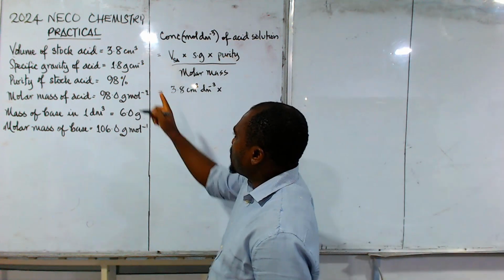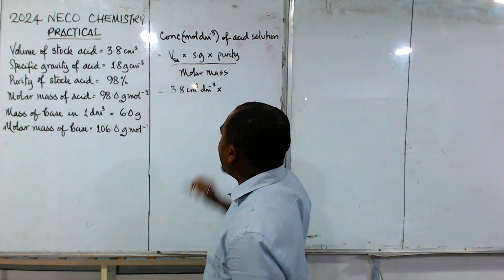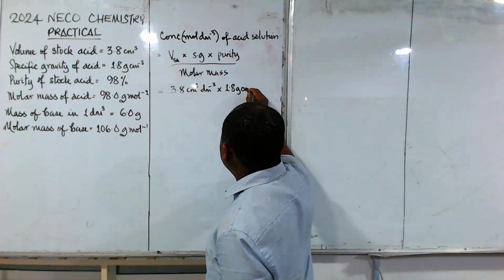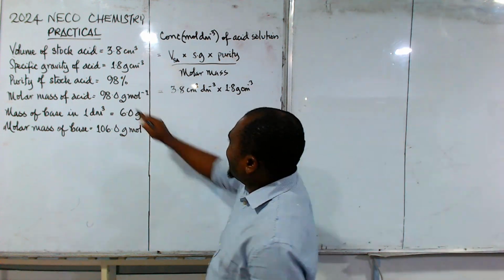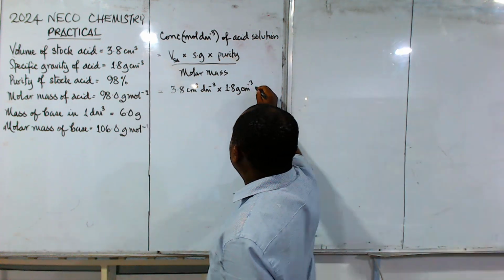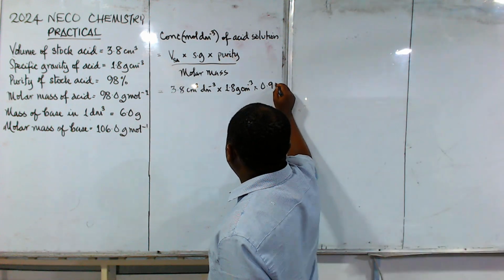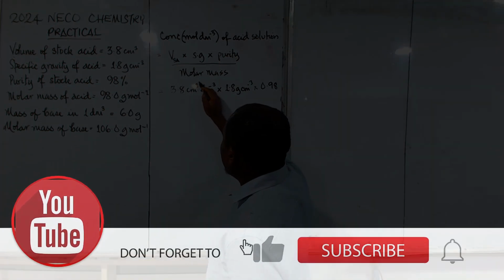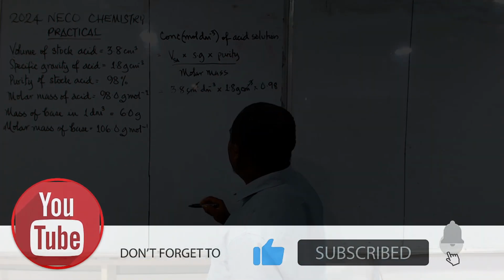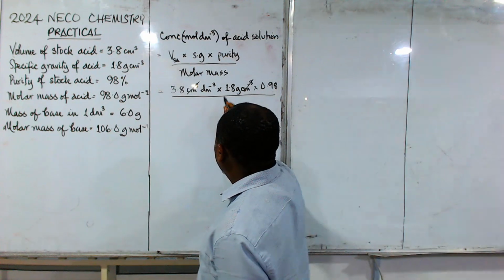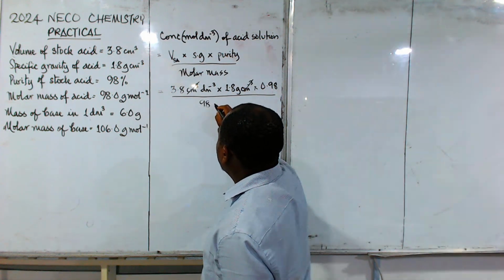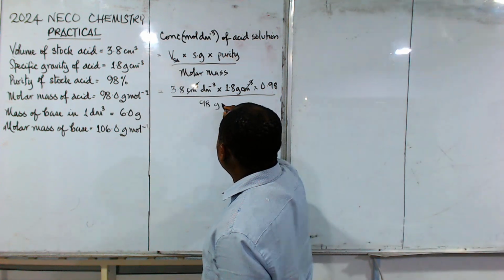Then times the specific gravity, which is what? 1.8 grams per cm cube. Then times the purity of the stock acid, which is 0.98. Right? If you analyze this, this will cancel out this, right? Divided by what? Divided by 98 grams per what? Per mole.